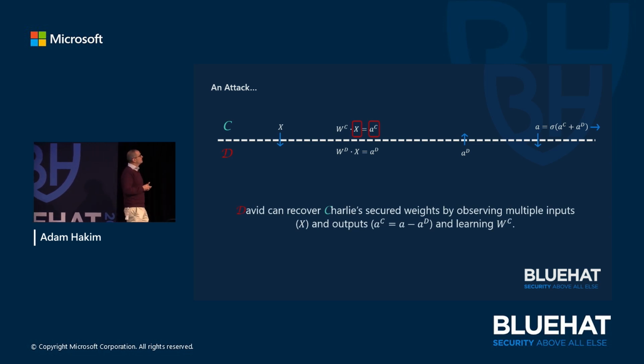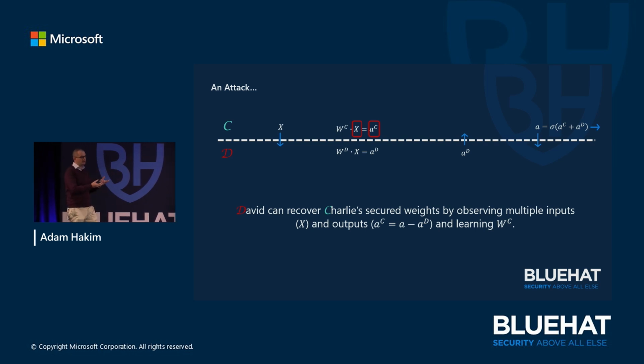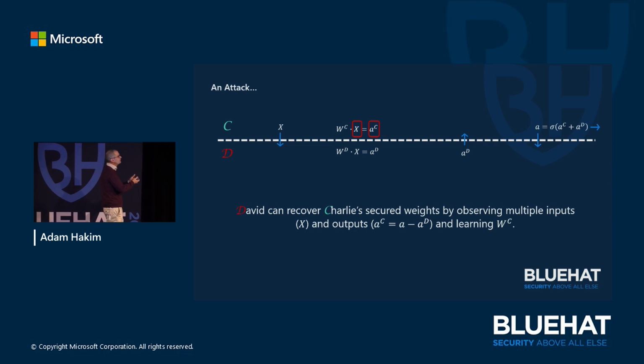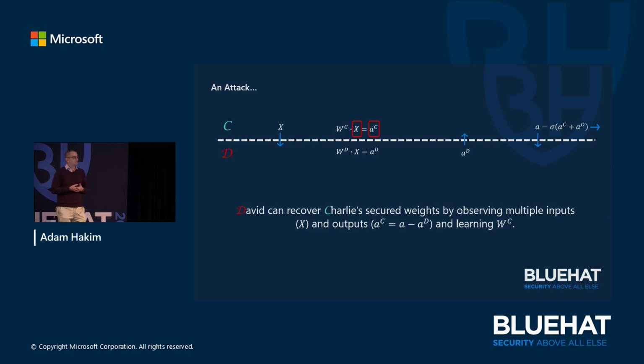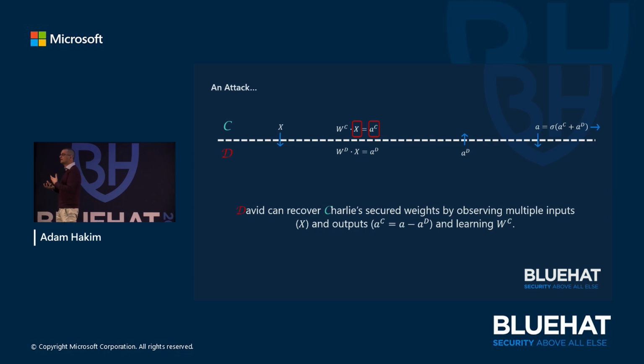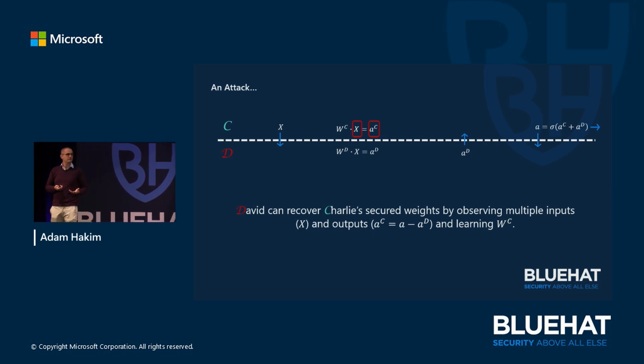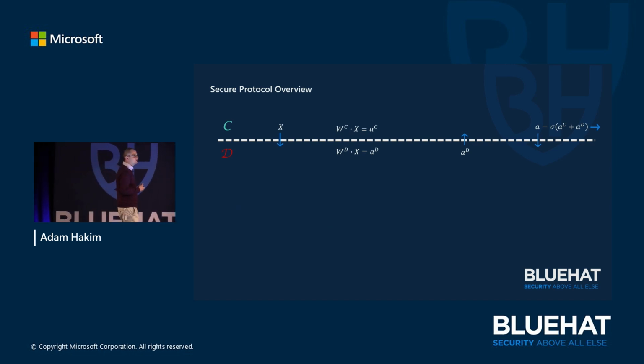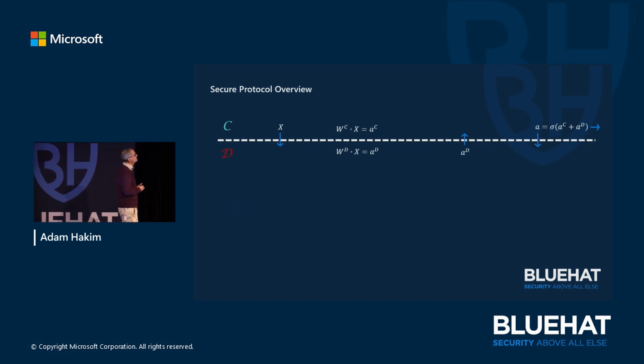Because the input X is seen, in this case, both by Charlie and by David, and the output is also seen by David, David can use the inputs to Charlie and the outputs to Charlie to try to learn what Charlie is doing. So he can try to recover the secured weights by observing multiple inputs and outputs. He can actually create a set of linear equations using inputs and outputs that will solve what WC is. And to prevent this, what we have to do is mask all the information that David sees using a one-time padding, if that's familiar.